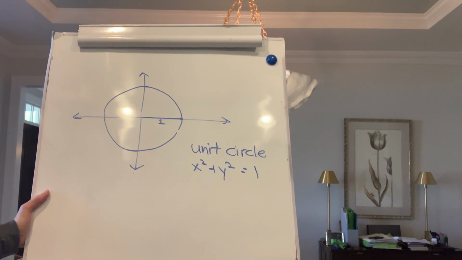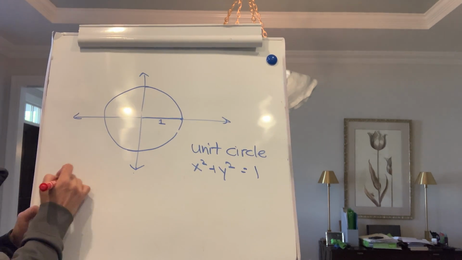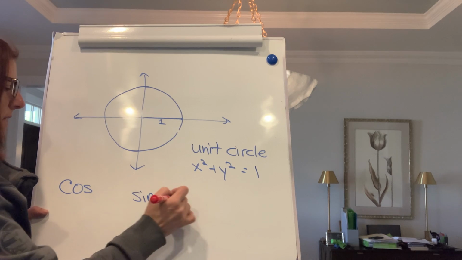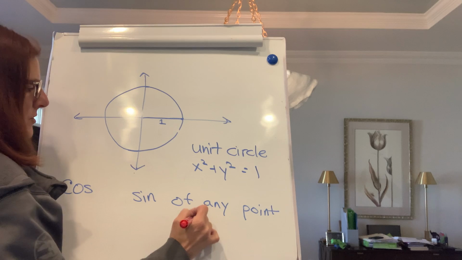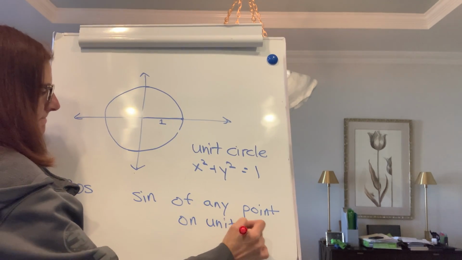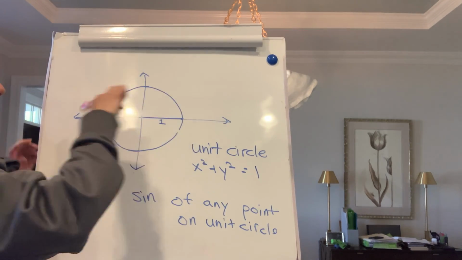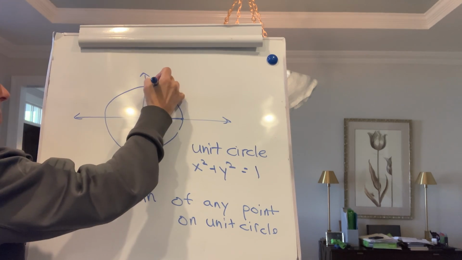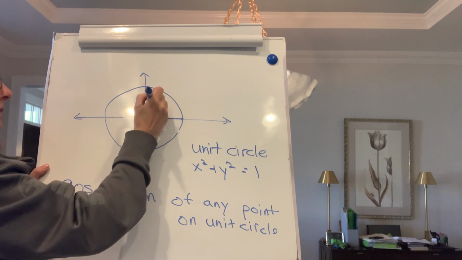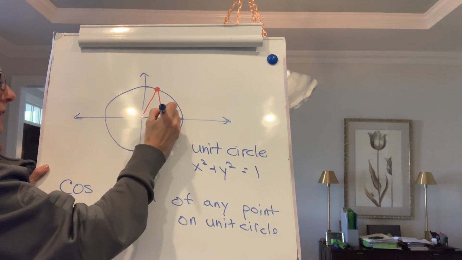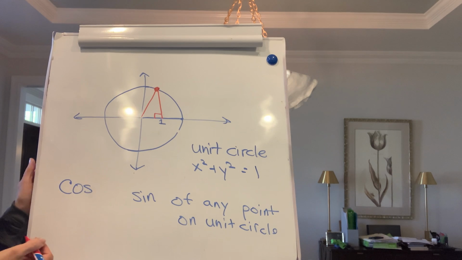So I want to think about the trig values on a circle, on any point on this circle. Particularly, let's look at the cosine and sine of any point on the unit circle. I'm just going to pick a point right here. If I pick a point right here, I can make it be a right triangle again.